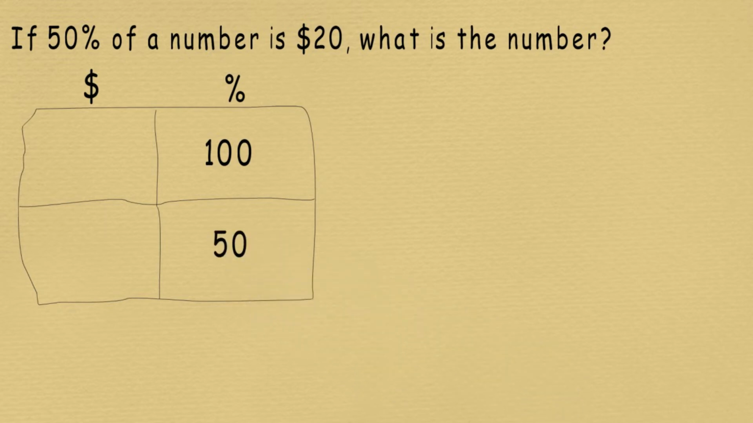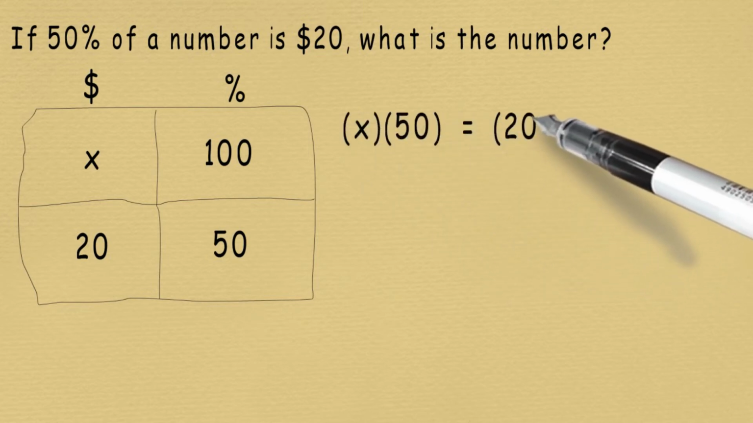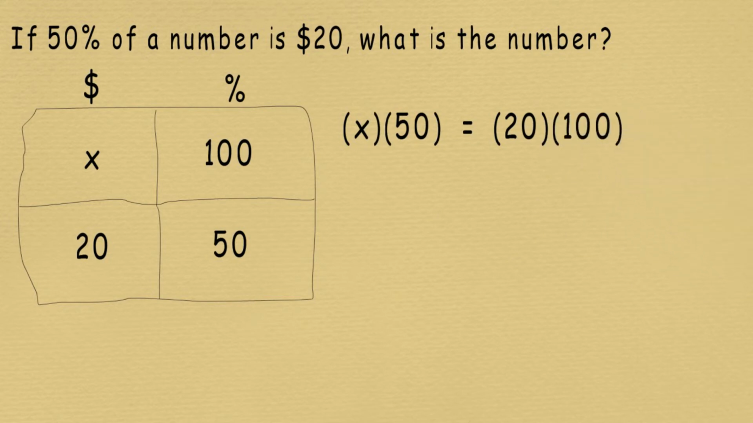Now I look at the number $20. So 20 refers to money. So I'm going to write it in the column reserved for money, and it's going to go next to 50 because it corresponds to 50%. So I'm going to write 20 next to 50. And x, which represents everything, as I was saying before, goes next to 100. Now I'm going to cross multiply these numbers and set them equal to each other. So I have x times 50 is equal to 20 times 100.